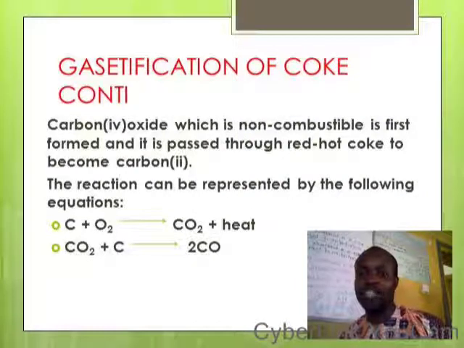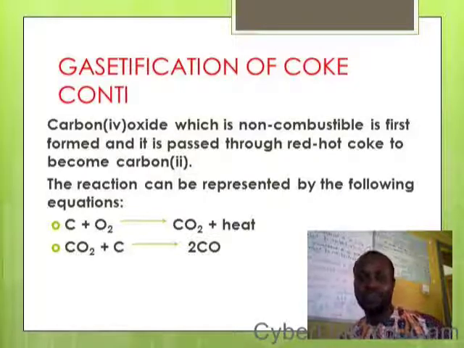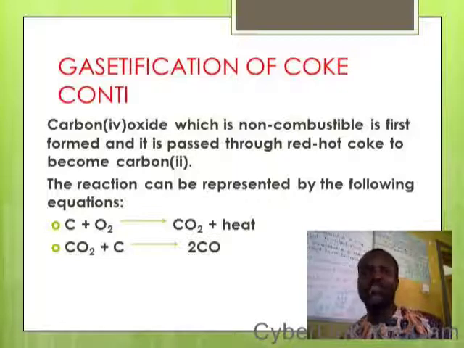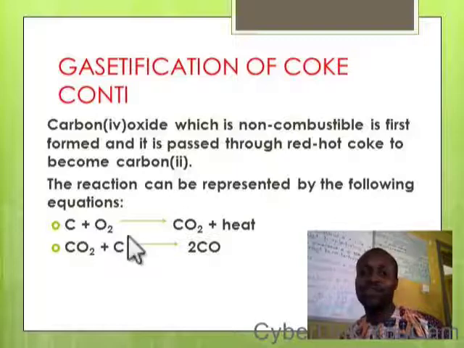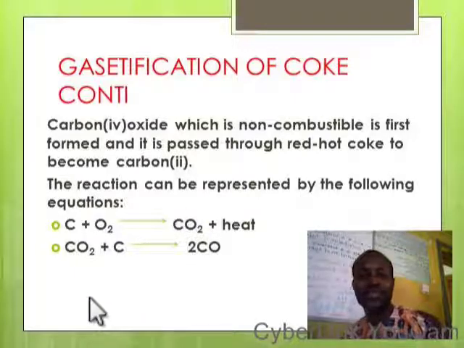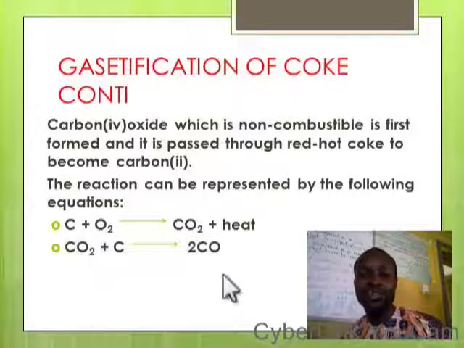Now, gasification continues. Carbon(IV) oxide, which is non-combustible, is first formed, and it is passed through red hot coke to become carbon(II) oxide. The reaction can be represented by the following. Look at this. Plus heat. Now, this carbon(IV) oxide that is produced combines with coke to be reduced to carbon(II) oxide.